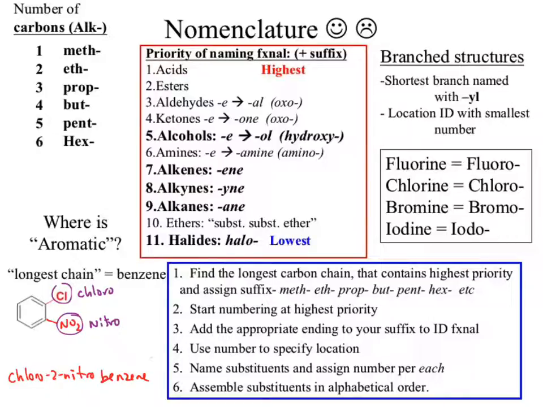You'll notice benzene isn't in my list of priorities. I'm going to say it's roughly equivalent to alkenes, double bonds. We're looking at carbon-carbon double bonds. As far as our priorities, it's probably roughly equivalent in there.